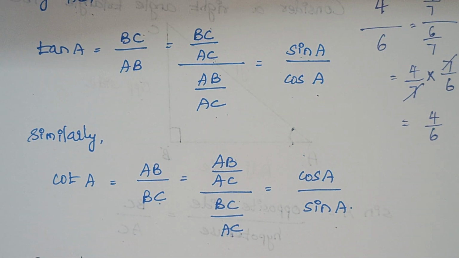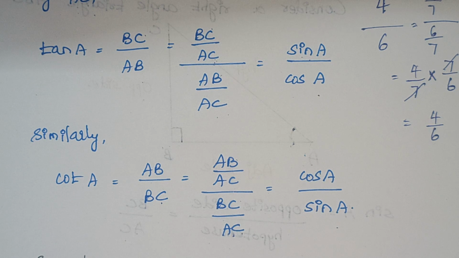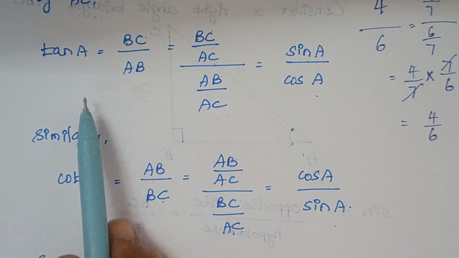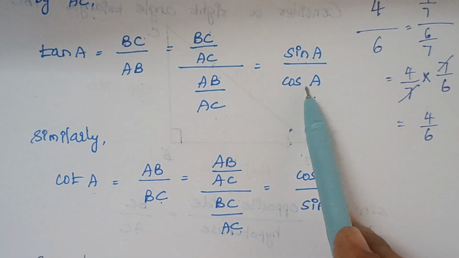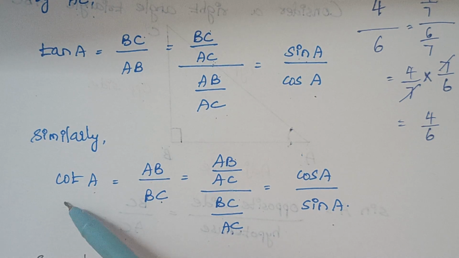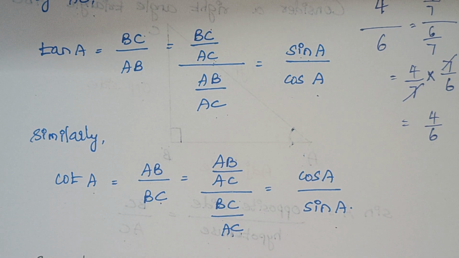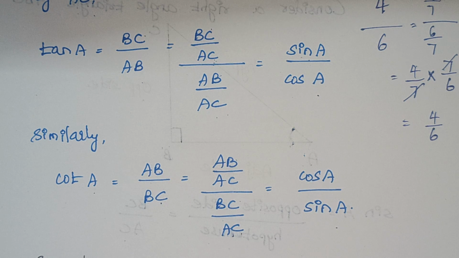So when you look at both these values, tan A and cot A, you see cot A is nothing but the reciprocal of tan A, right? Because tan A has sin A by cos A. What about cot A? Cot A has cos A by sin A. So it is clear that tan A and cot A are reciprocal to each other. That is, tan A is equal to 1 by cot A. In the same way, cot A is equal to 1 by tan A.